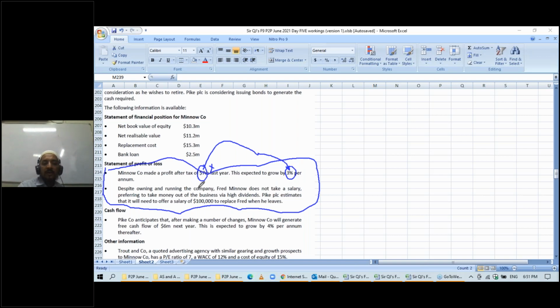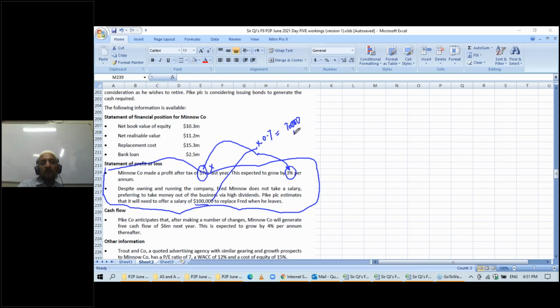Now, despite owning and running the company, Fred Minnow does not take a salary, preferring to take money out of the business. So this profit is not correct because there was no salary for this person, right? So he used to take high dividends. Pike PLC estimate that it will need to offer a salary of 1,000. So once Minnow is sold, they will have to pay salaries of 1 lakh, and on salaries they will have to pay tax as well. So they will be able to save some tax of 30%. So in one place the expenses will increase and in the other place the tax expense will decrease. So the net expense will increase by 70,000.